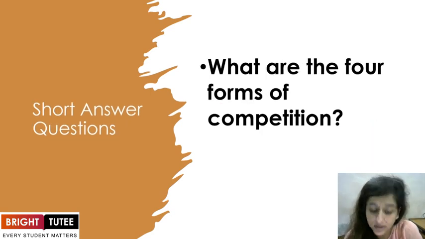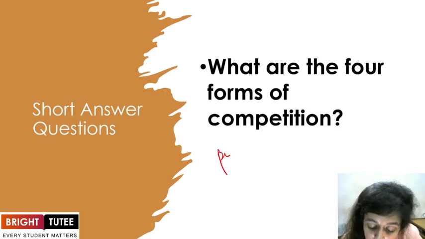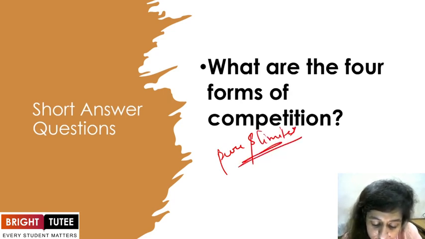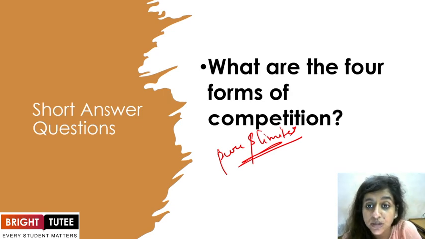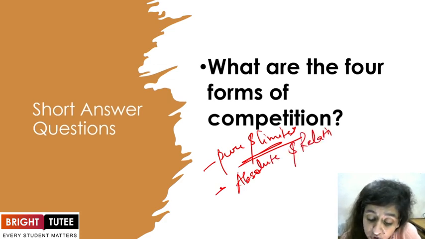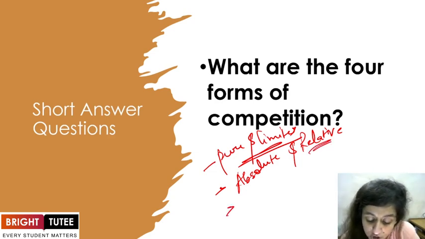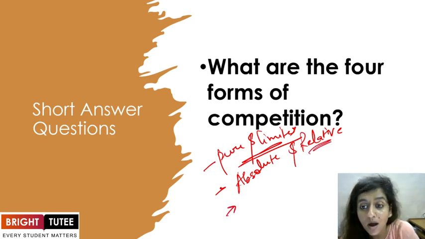Next question is, what are the four forms of competition? We have talked about pure and limited competition, wherein the first has restrictions and the other does not have rules and regulations. Then you have absolute and relative. In absolute you have very defined and definite goals and rewards, and on the other hand in relative you are just in competition as a part of the system.